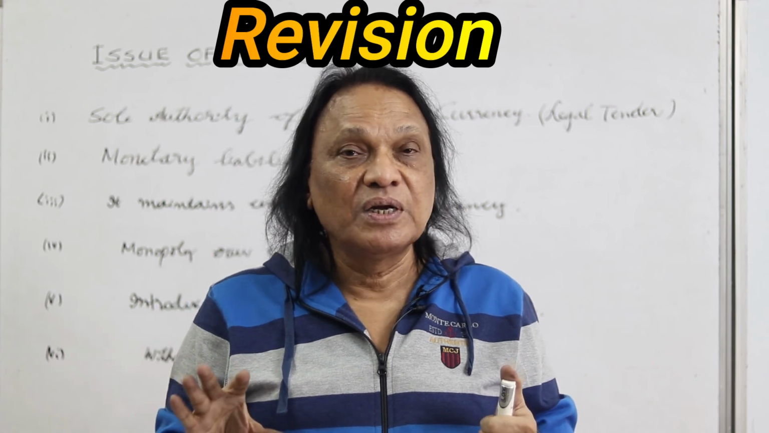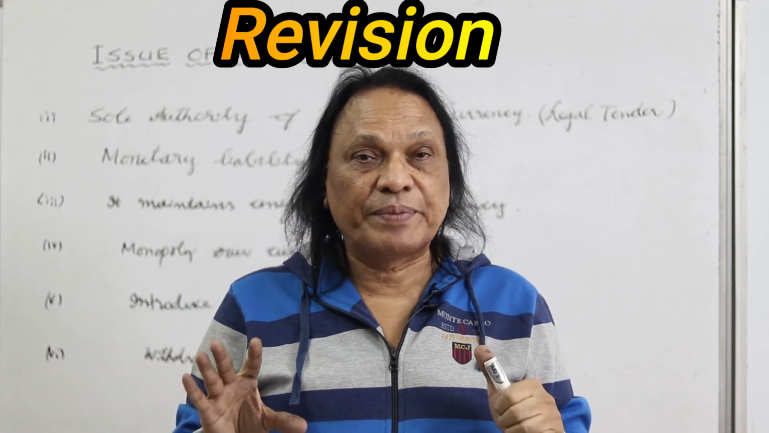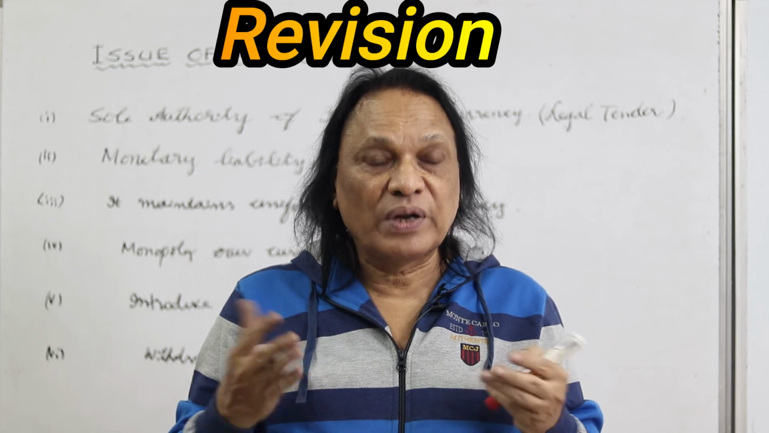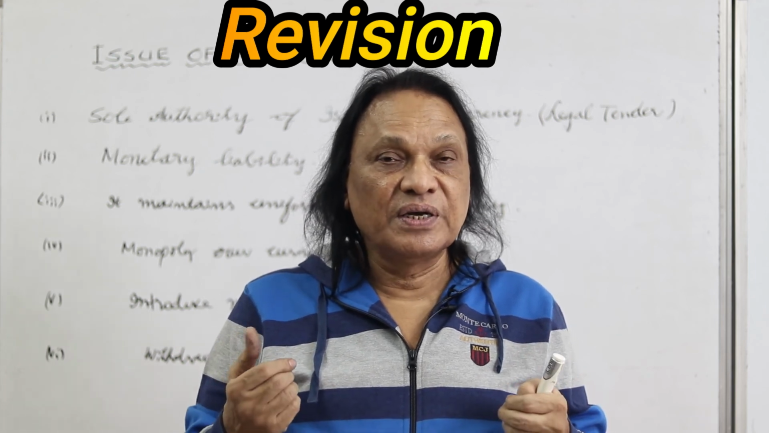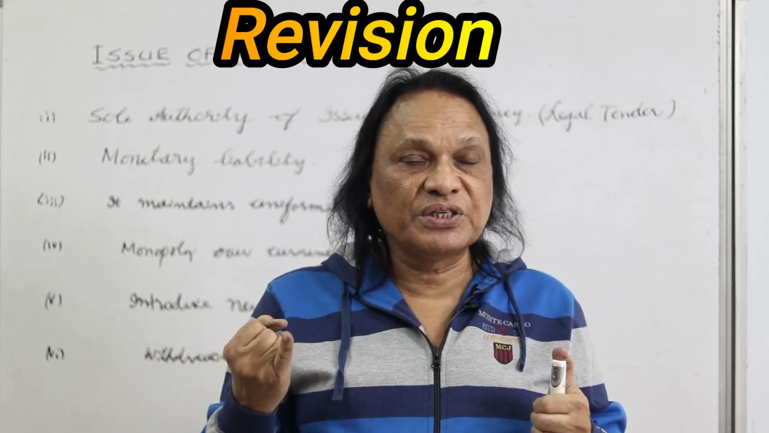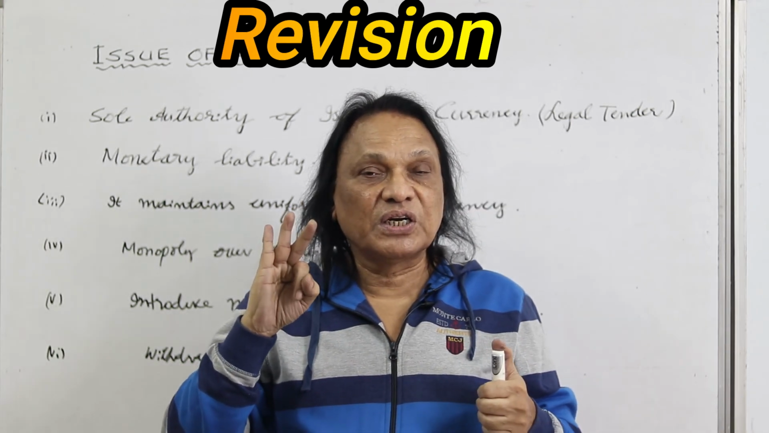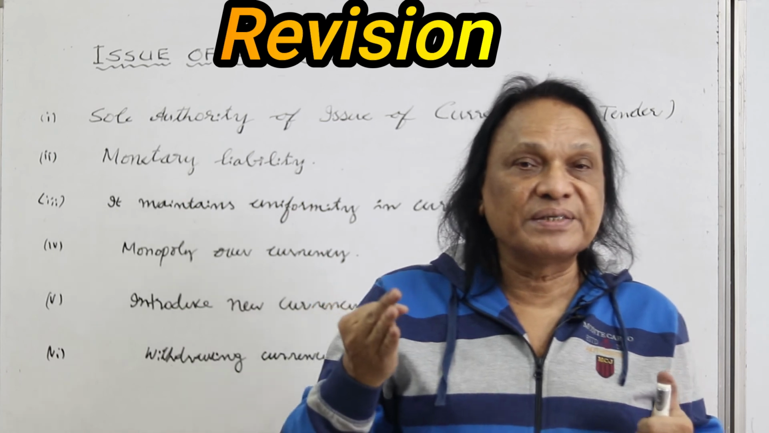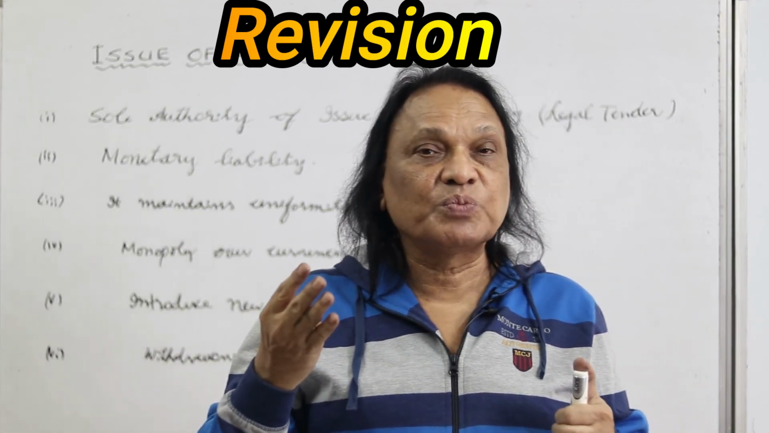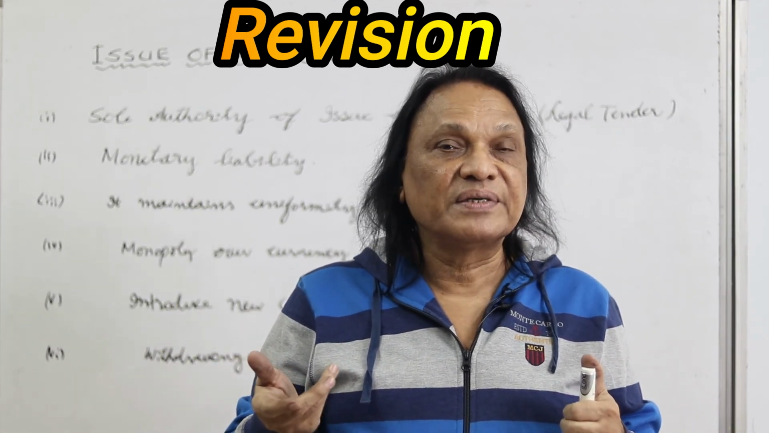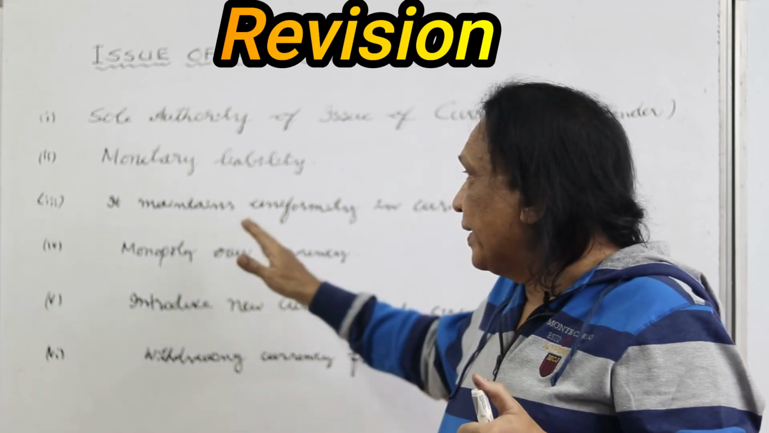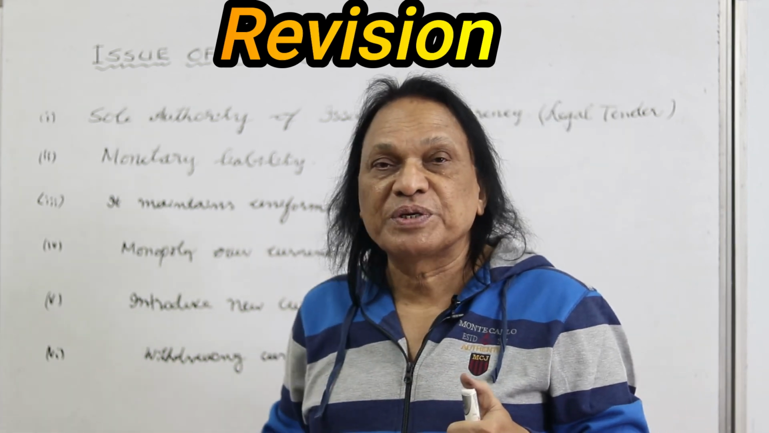I repeat once again, we're discussing the first function of the central bank, that is called sole authority of currency. The central bank can issue new currencies. The central bank can demonetize, removing old currency. The central bank has complete control over the currency and this monopoly over the currency, it makes currency legal tender, and it maintains uniformity over the currency.